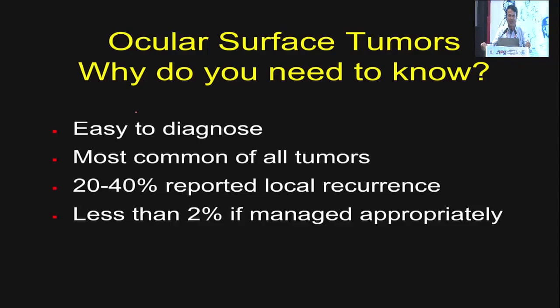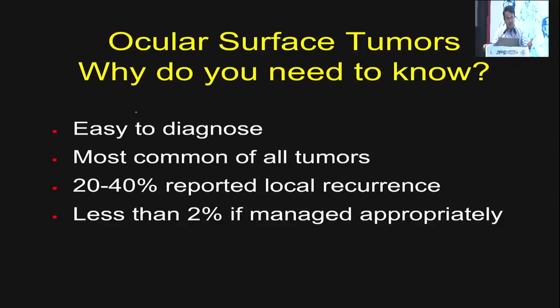All right. So why do we know about ocular surface tumors? Because these are most easy to diagnose. You don't need a specialized equipment, you don't need an expensive fundus camera, you don't need angiography, you don't need anything. You just need a slit lamp evaluation and some knowledge, because what the mind doesn't know, the eyes can't see.